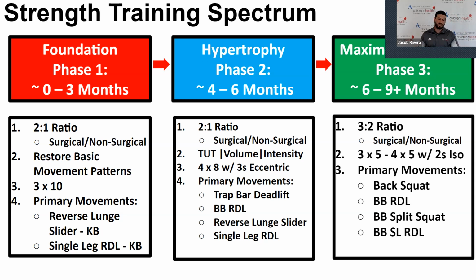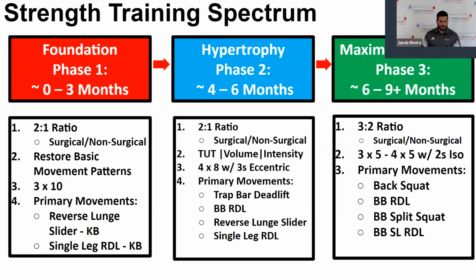So we're going to typically do a 2-to-1 ratio of our surgical side to our non-surgical side. Meaning that if I have 3 sets of 10, I'm going to do 10 on the surgical side, 10 on the non-surgical side, and then 10 again on the surgical side. So I'm literally doing double the amount of work on one side relative to the other in order to help it catch up and get stronger.